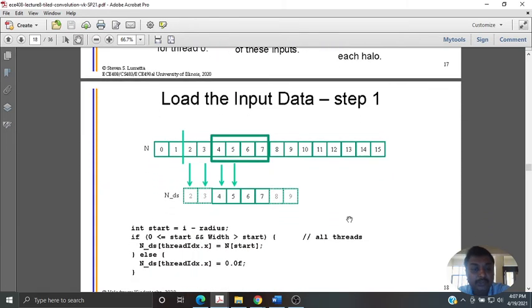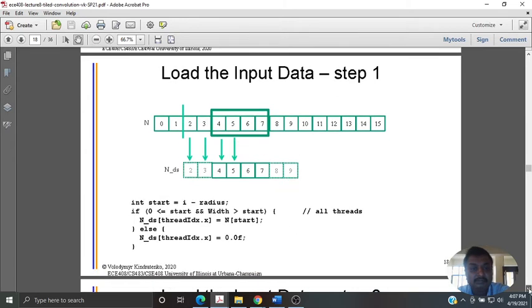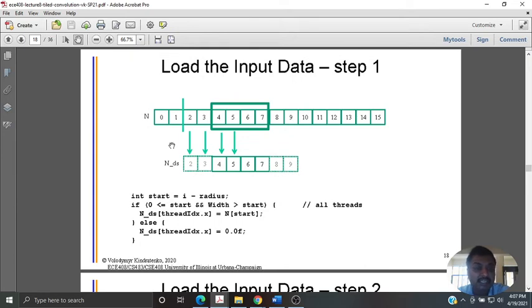So whenever you are loading the copied elements or the halo elements and the corresponding elements, how do you load that? So the pictorial representation and the stuff. Two elements on the output, if I am considering this, two elements of this have to be loaded. So start is I minus radius. As we have stated, radius is 2. That's how it comes out to be.